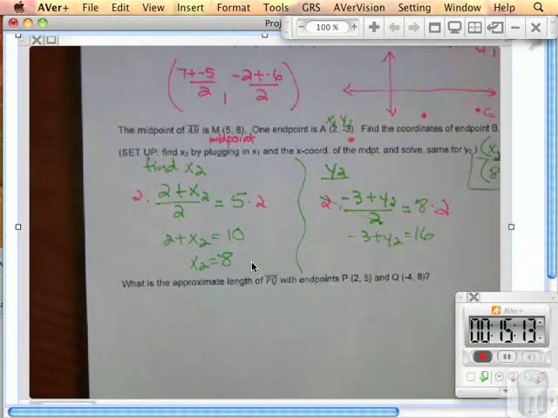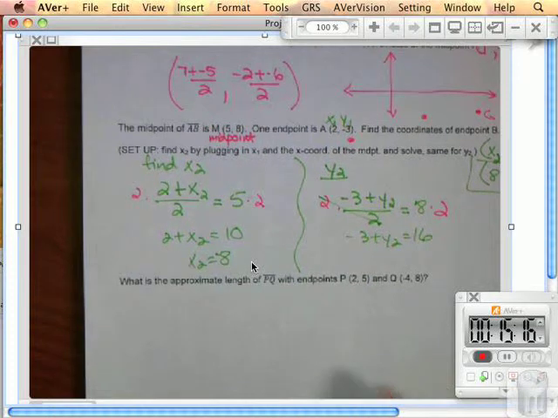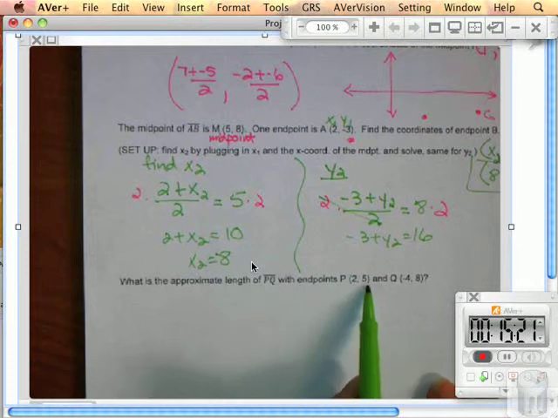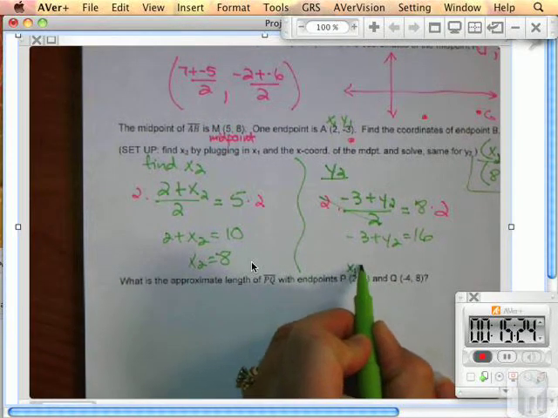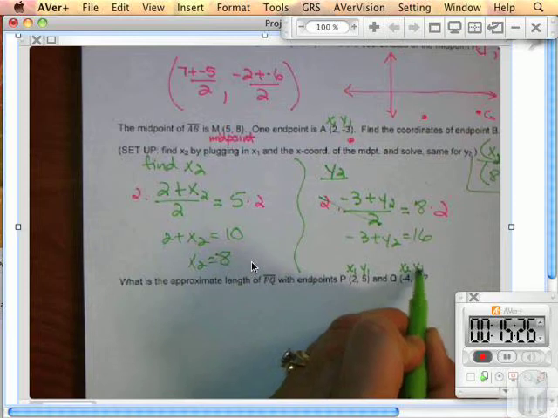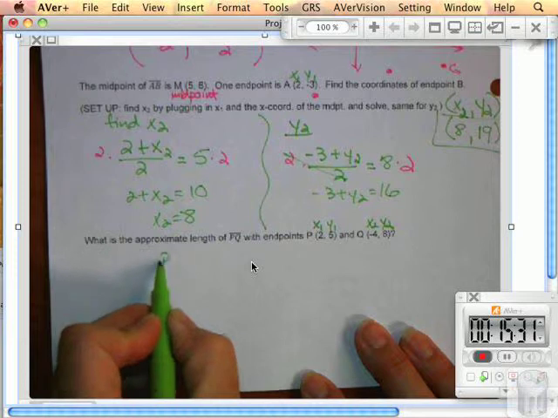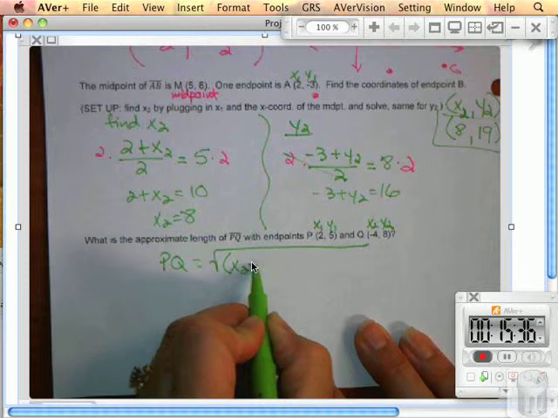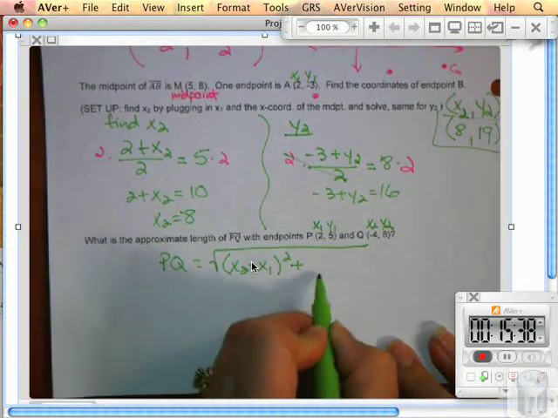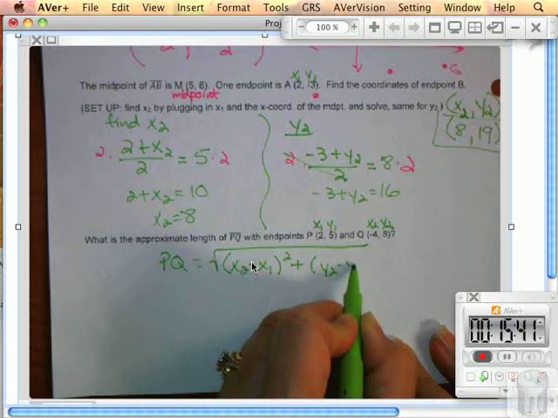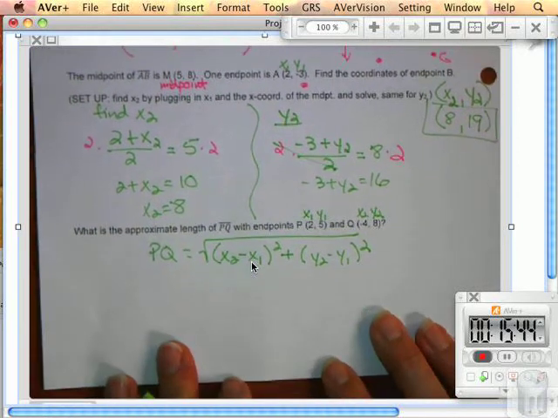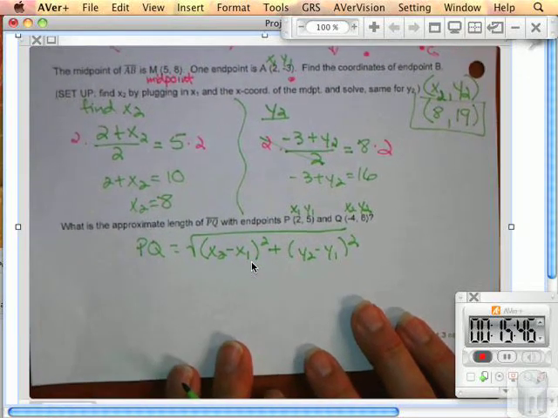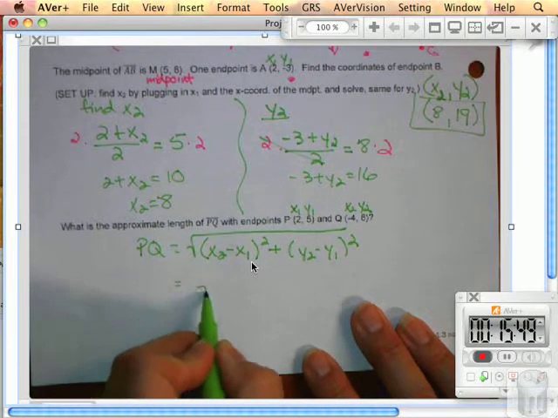All right. What is the approximate length of segment PQ? So this is just using the distance formula with endpoints (2, 5) and (-4, 8). I'm going to label this x1, y1, x2, y2. And then I'm going to write down the distance formula and plug in what I know. Do you have to write it down? No. But it's just easier for showing you. And then just plug in what you know, and do the math.